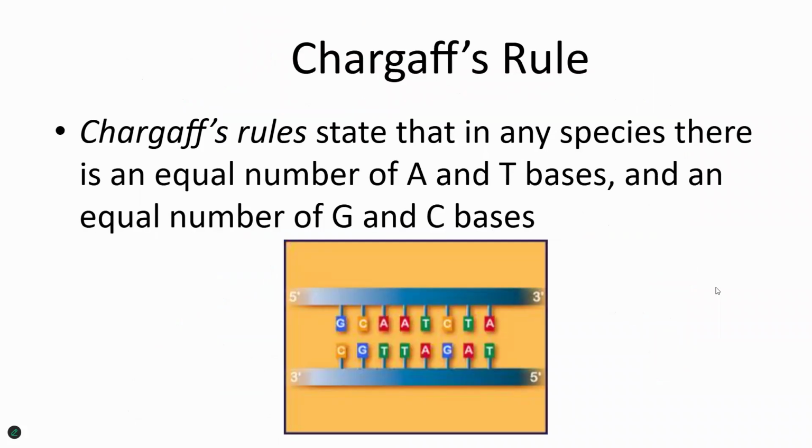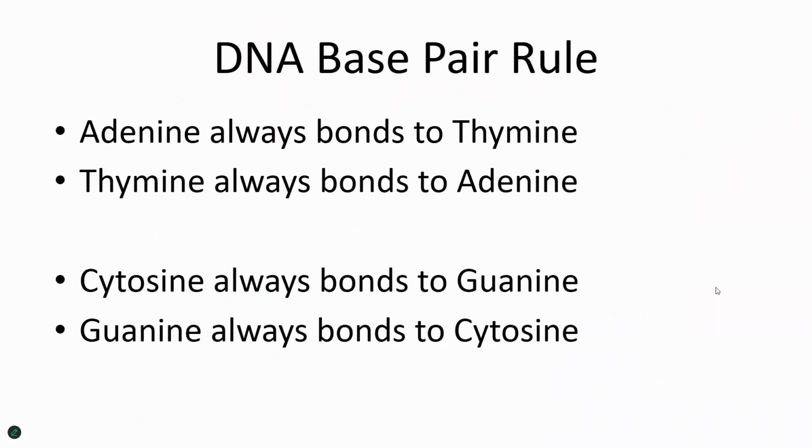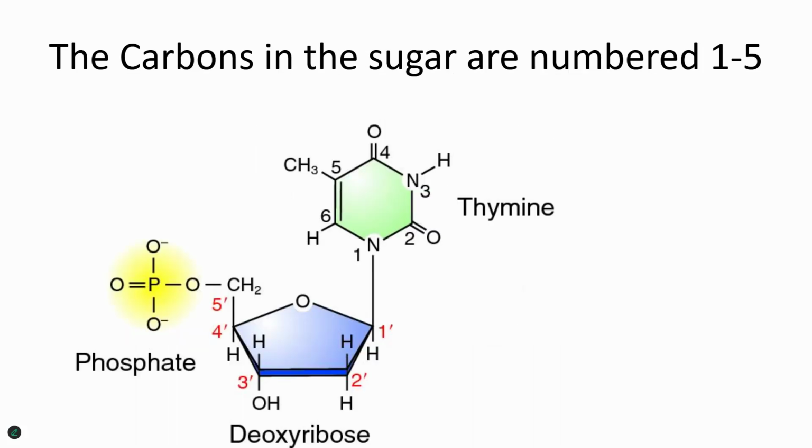So again, Chargaff was the one who figured out that A's and T's are always in equal amounts and C's and G's are always in equal amounts. So that led to the base pair rule. So adenine always bonds to thymine and vice versa. Cytosine always bonds to guanine and vice versa.